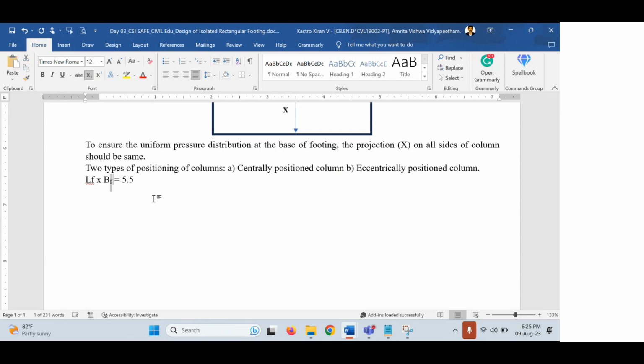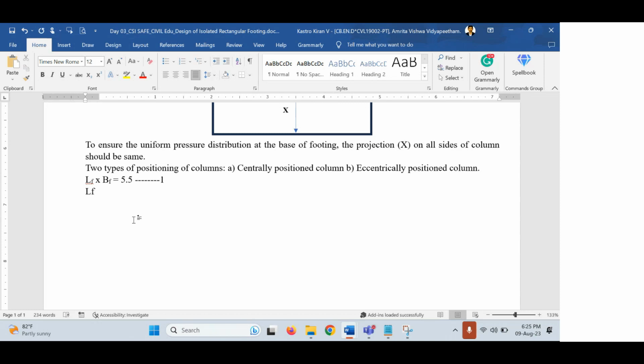Okay, we have got the length of the footing, which I'm representing with LF. Width of the footing I'm representing with B suffix F. So let us consider this as equation 1. Right. So now from this we have to find out the values of LF and BF. So how will we find out?